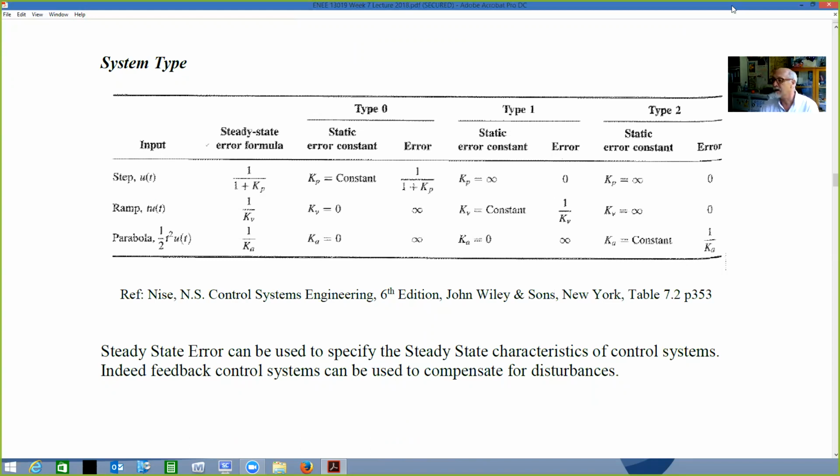So the steady state error can be used to specify the steady state characteristics of control systems. Indeed, feedback control systems can be used to compensate for disturbances. In other words, you're able to predictively say, okay, it's a type 1 system, and these are the typical things that are going to happen if I have a step input, a ramp input, or a parabolic input. Therefore, you can design around that, or at least be quite conscious that once your system gets operating, those are the typical outputs that you're going to get for whatever configuration we're talking about.